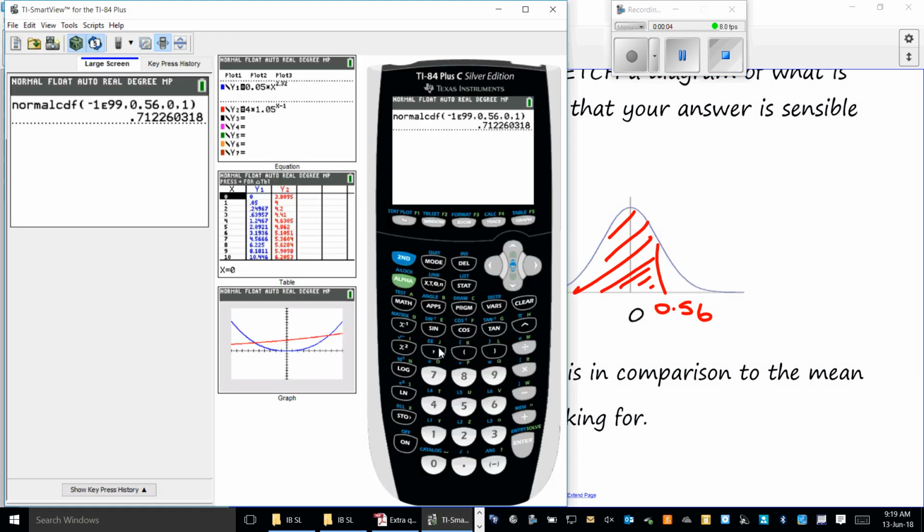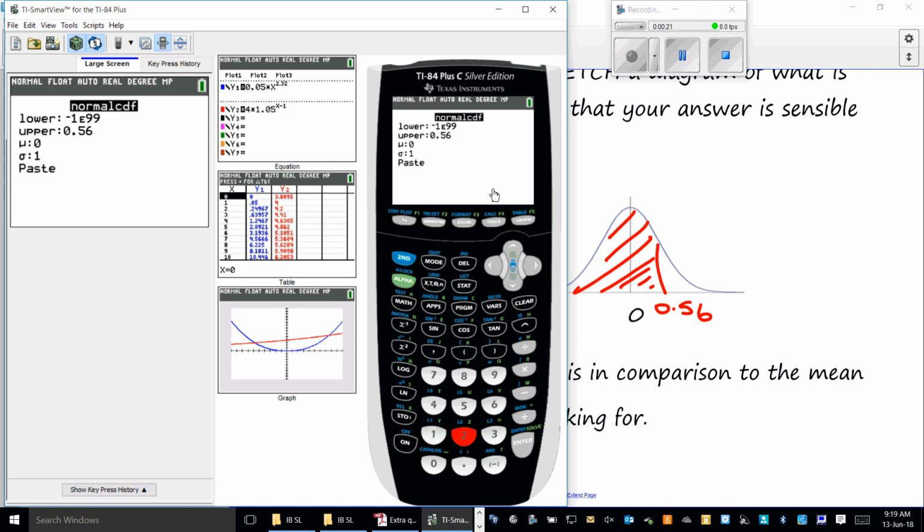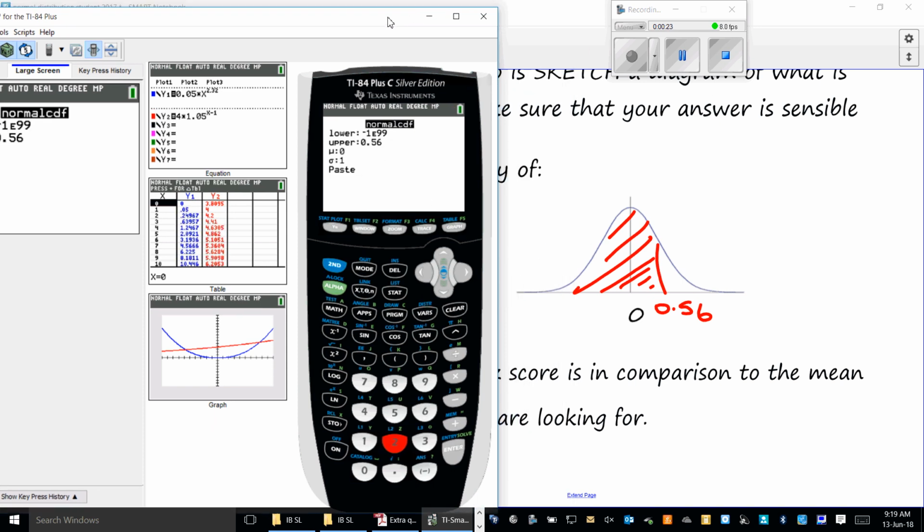All right, so we're looking at the distribution here. So it's in blue. So we press second, distribution. Okay, we want normal CDF. Because it's a shaded area all the way up to 0.56, we press 2. Now, the lower is you want to be able to indicate a value over the side.